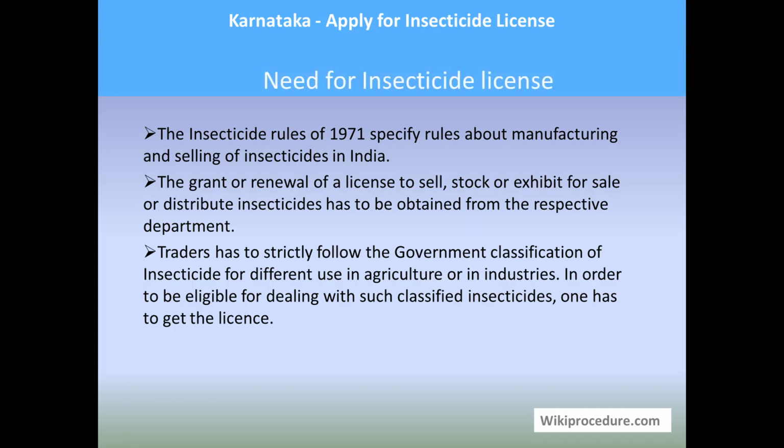Let us see the need for insecticide license. The Insecticide Rules 1971 specify rules about manufacturing and selling of insecticides in India. The grant or renewal of license to sell, stock, exhibit or distribute insecticide has to be obtained from the respective department. Traders have to strictly follow the government classifications of insecticide for different use in agriculture or in industries. They should not use those which are classified not to use. In order to be eligible for dealing with such classifications of insecticide, one has to get the license.